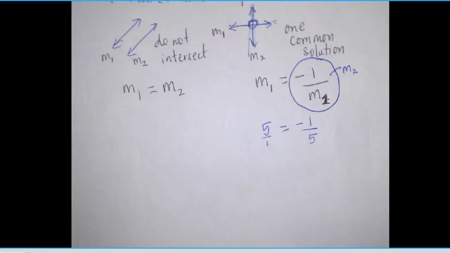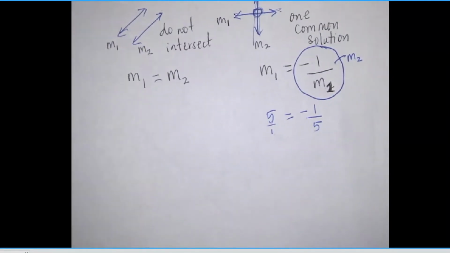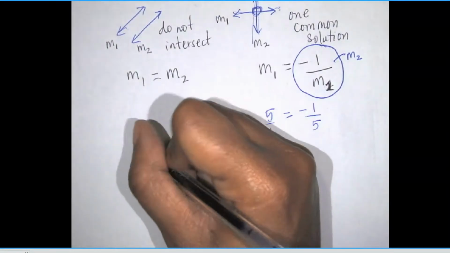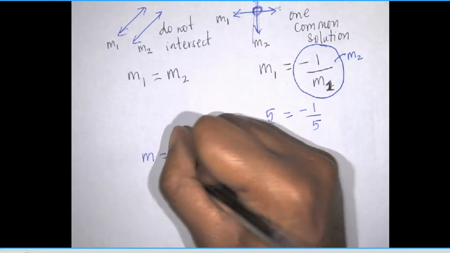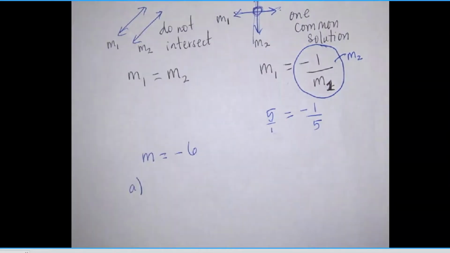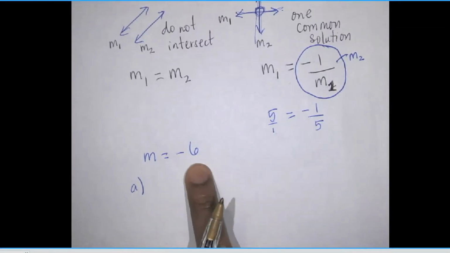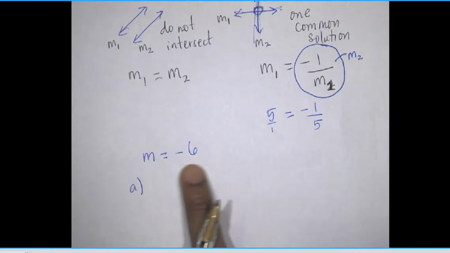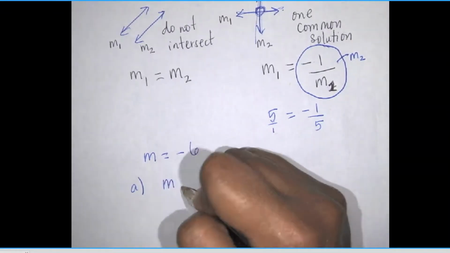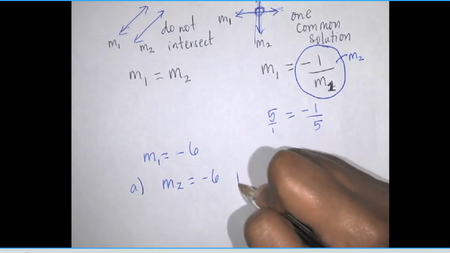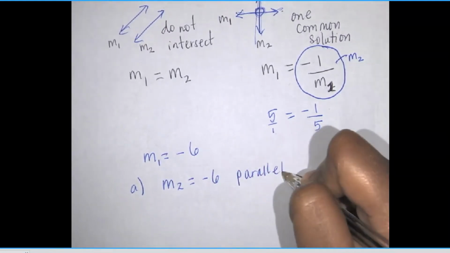Let me zoom in. Okay, so now what it says on page 215 is, suppose that you have a line that has a slope of -6. So let's say we have some line and m is equal to, like they just said, -6. What they're wanting us to do is find the slope of a line that is parallel to this slope. Well, if it's parallel, it's the same. So we'll call that m1, m2 is also equal to -6, because they're parallel lines.